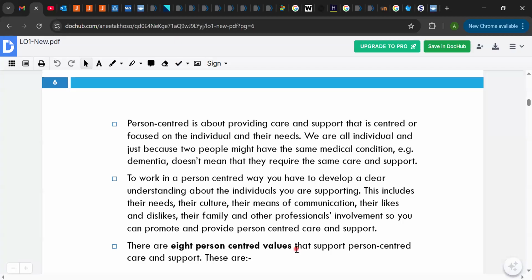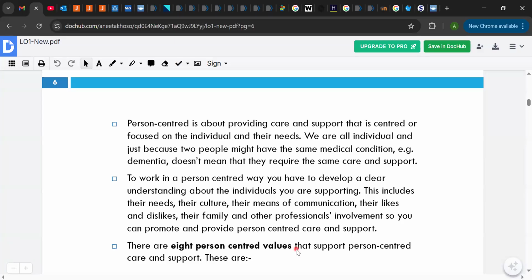To work in a person centered way, you have to develop a clear understanding about the individual that you are supporting. This will include their needs, their culture, their means of communication. There's a person who is deaf, they don't understand your language, so British Sign Language. There's a person who speaks Japanese, Chinese, Urdu, for instance. They won't understand English, so you need to have an interpreter there. Their likes, their dislikes, their family, and other professionals' involvement. So you can promote and provide person centered care and support.